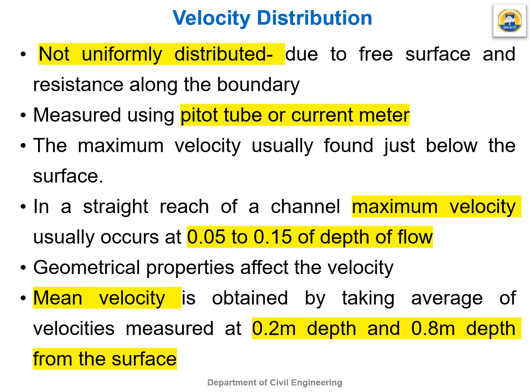The geometrical properties of the cross-section of the channel affect the velocity distribution. The mean velocity is obtained by taking an average of the velocities measured at 0.2 and 0.8 of the depth from the surface.